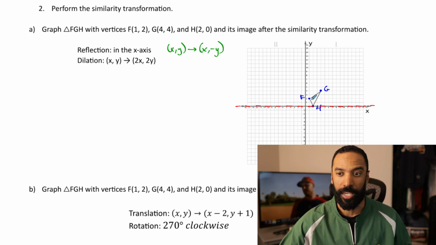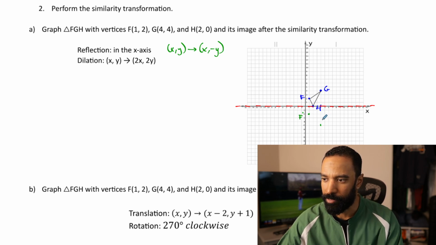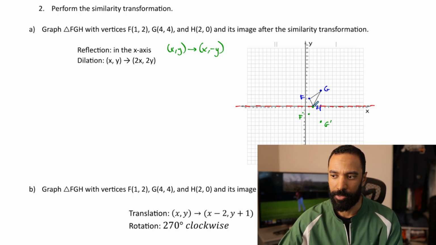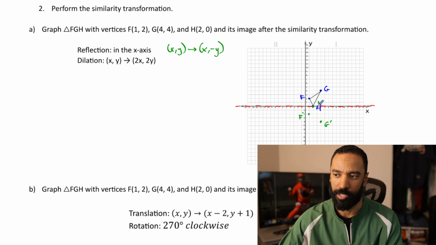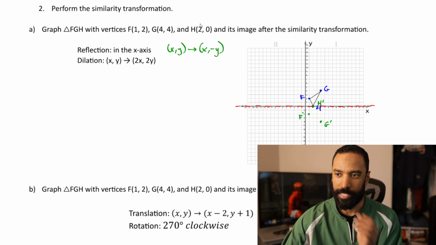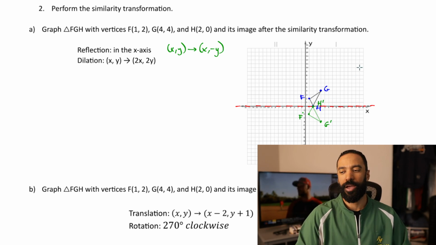So for example, I could make an F prime that's 2 away from the x-axis over on this side. Call that F prime. G prime was at 4, 4. Now it will be at 4, negative 4. H prime is at 2, 0. It's going to stay at 2, 0, right? What's the opposite of 0? Still 0. That's not going to change. So it reflects in the x-axis. Hopefully you can understand that reflection for what we made of it. That's F prime, G prime, H prime.